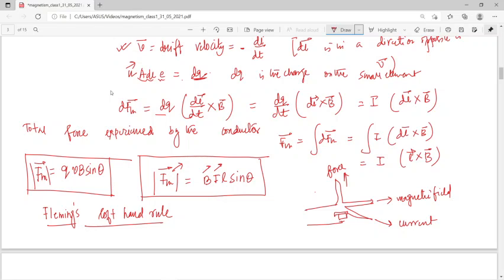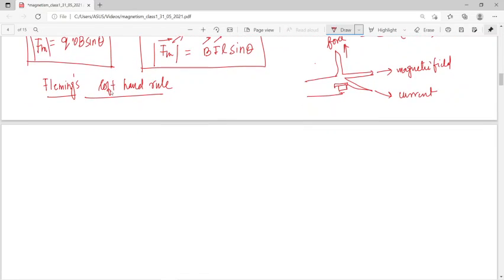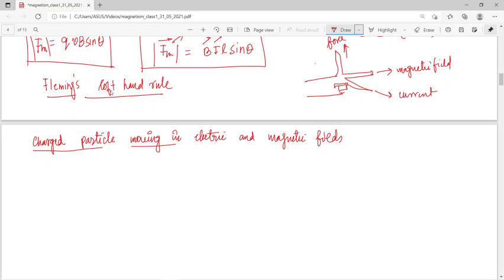One of the important derivations that may come in your exam is when a charged particle is moving in electric and magnetic fields. That means a charged particle that is moving in electric and in magnetic field.